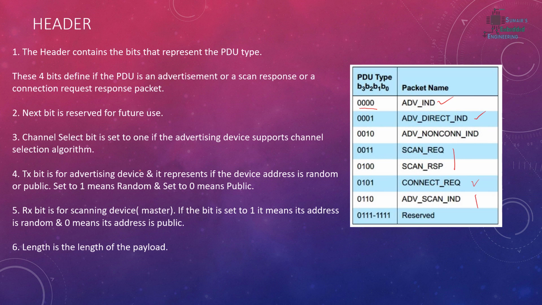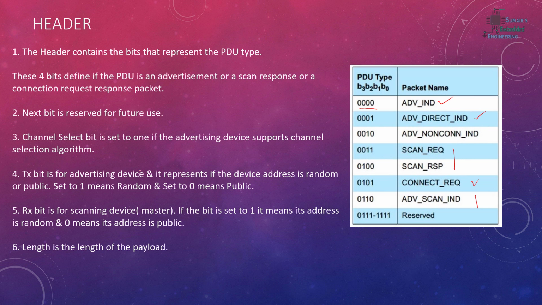First of all, we are going to learn about the addresses, how the devices have their addresses in order to communicate with the other devices. The slave devices will have their specific addresses, and there are many types of addresses. We will see what types there are and everything about them. Then we have the RX bit, which is for scanning devices or the master devices. If the bit is set to 1, it means that its address is random, and 0 means the address is public. Basically the concept is similar.